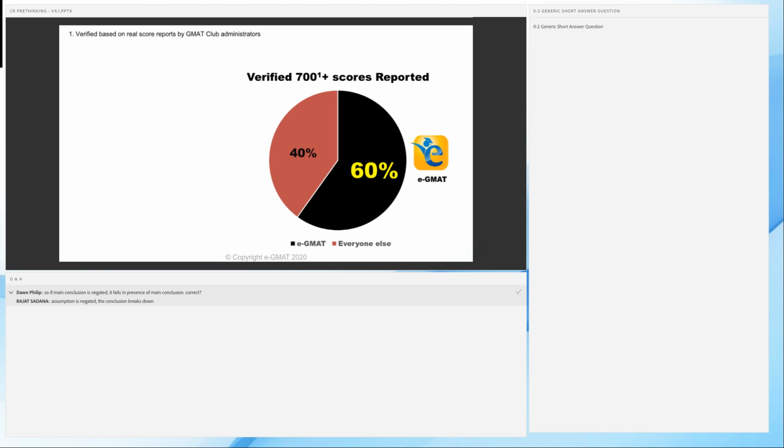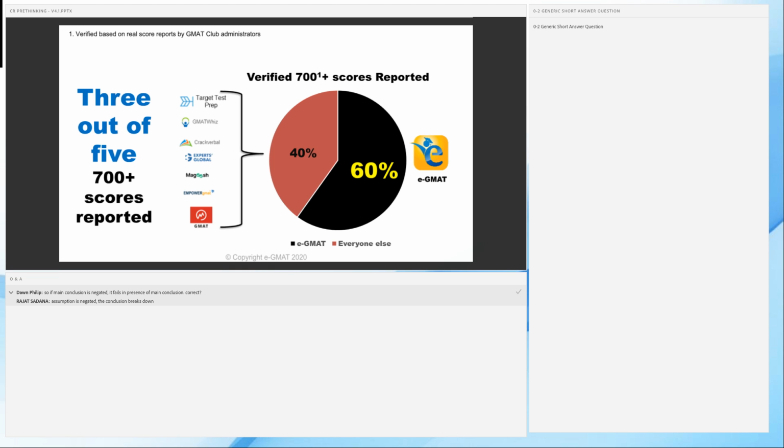since the year 2020, we've delivered 60% of all success on GMAT Club. In other words, 8 other GMAT Club partners together combined have delivered about 40% of all 700 plus scores reported. We at e-GMAT have accounted for 60%. If pre-thinking weren't true, pre-thinking is an e-GMAT term, we invented it, then this would not be true.